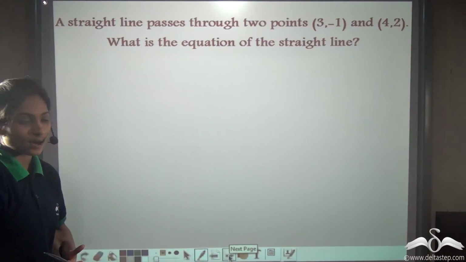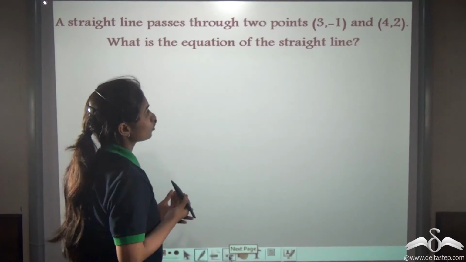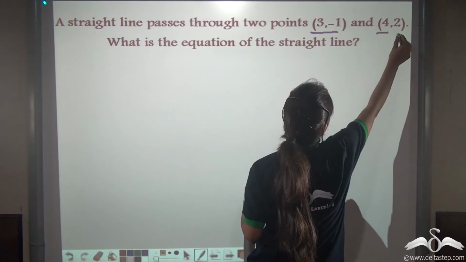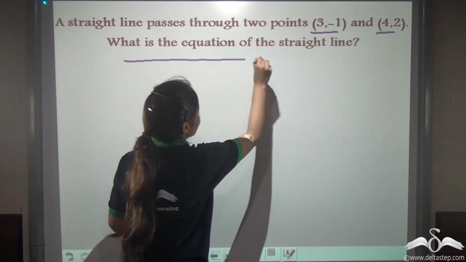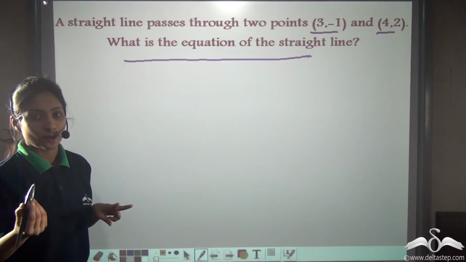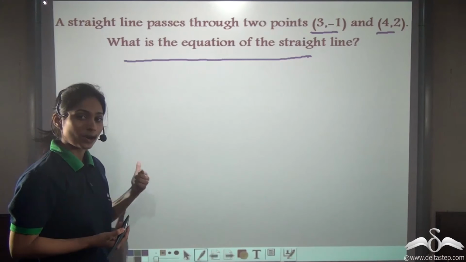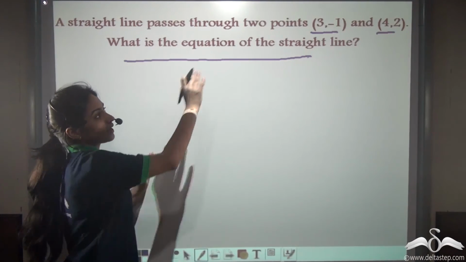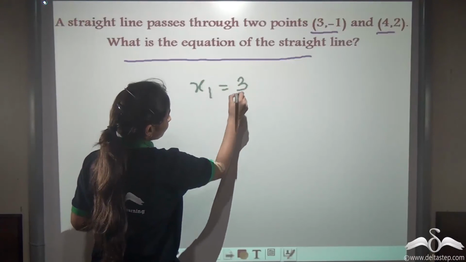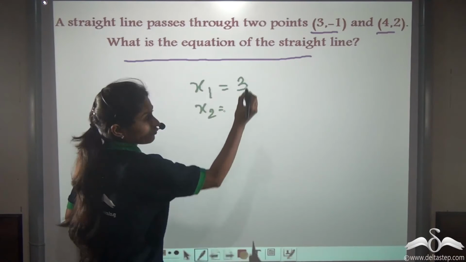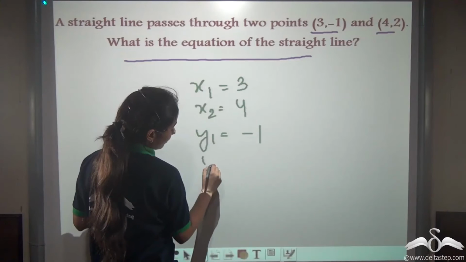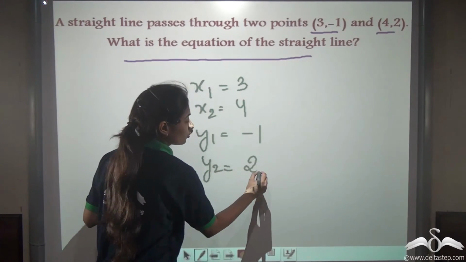So let us apply this in a sum. A straight line passes through 2 points. Again, you have 2 points, 3, minus 1 and 4, 2. What is the equation of the straight line? Whenever you have these 2 points and you have to find the equation of this straight line, you will use this formula which we have just derived. So first of all, name this, so you will be clear. x1 is equal to 3, x2 is equal to 4, y1 is equal to minus 1 and y2 is equal to 2. Right?